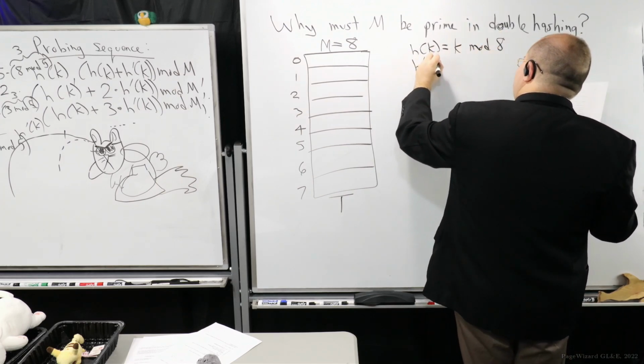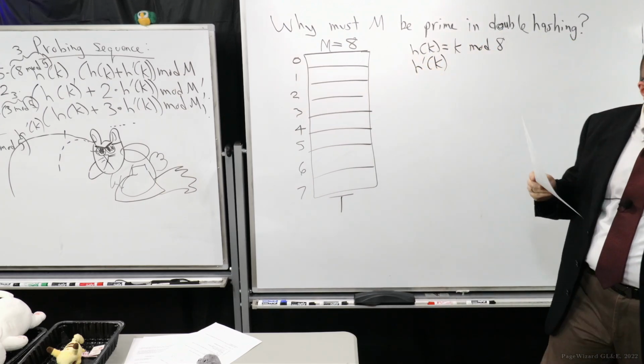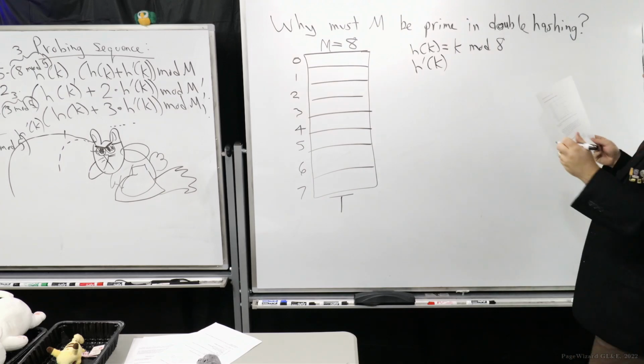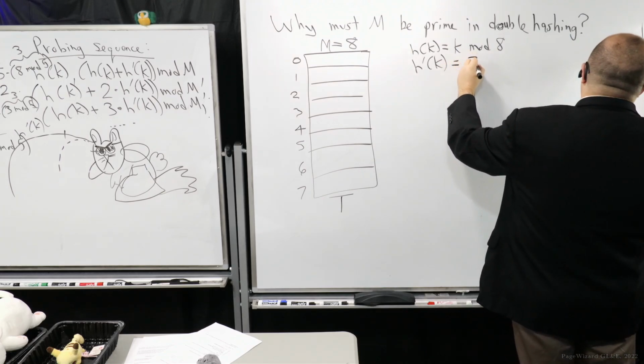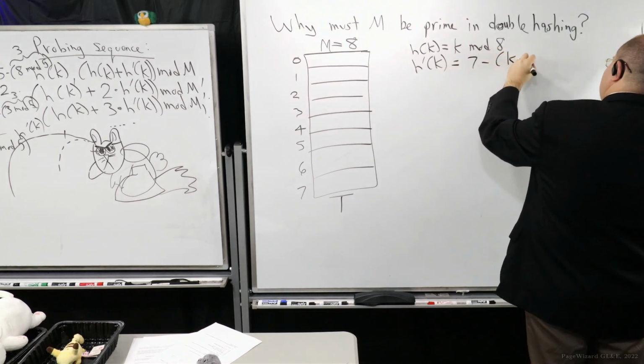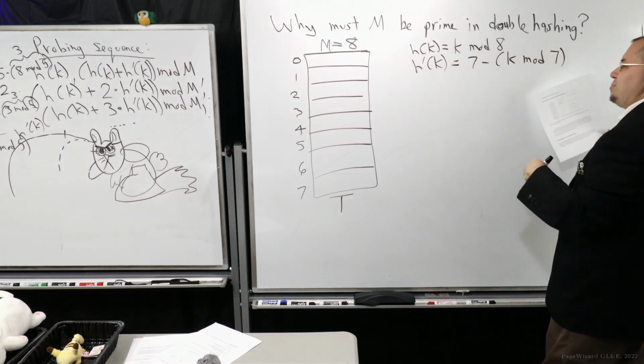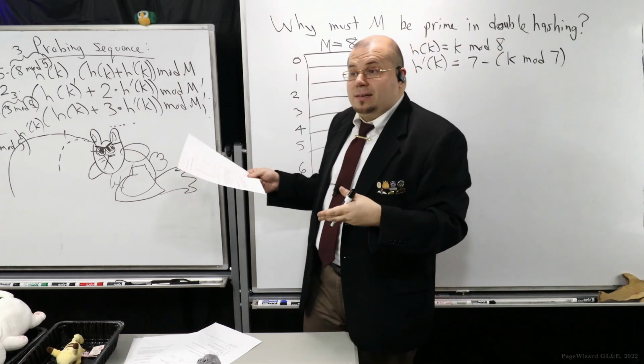And the secondary hash function this time is going to be 7 minus k mod 7. So I pick the prime number that is less than 8.